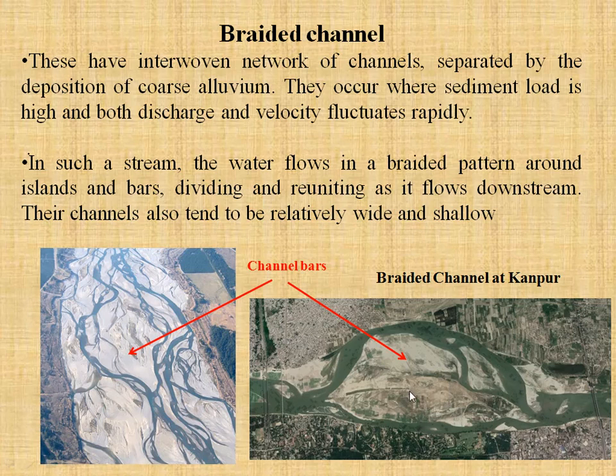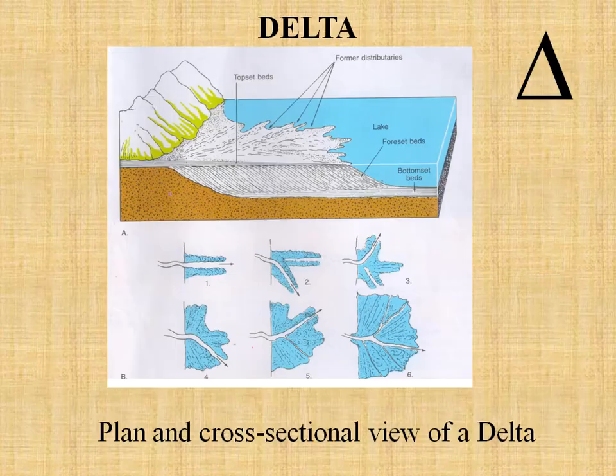You can see them if you go to Kanpur or Allahabad. You can see a number of braid bars where even cultivation is going on. So this channel is from Kanpur region where even agriculture is being done on these sand bodies. Now sometimes the braid bars, during the next season, get washed away and a new braid bar would form.